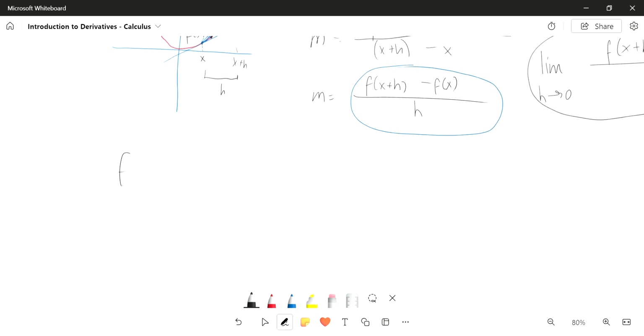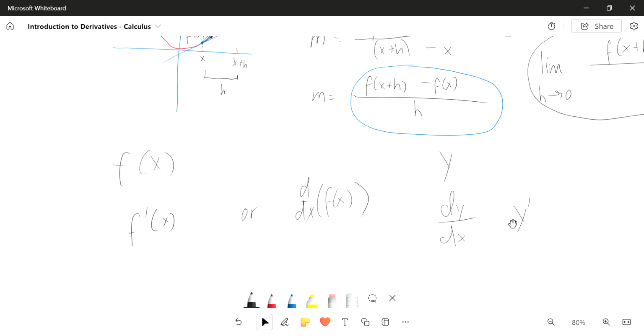If f of x is our original function, the derivative of f of x can be expressed in multiple ways. One of the very common ways is f prime of x, or d over dx of f of x, although this is not as common as the one on the left. Or if your original function is y, then dy over dx is very common, and to a lesser extent y prime is also used.